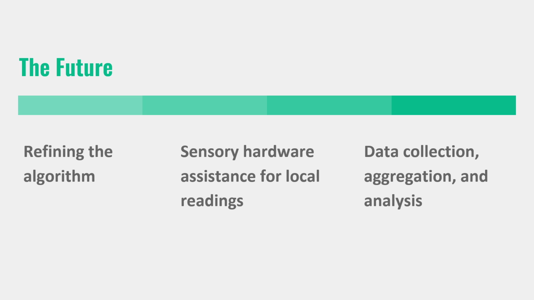What about the future? So what are our next steps if we're going to build this out? The first step would be tuning and refining the algorithm. The second step would be sensory and hardware assistance for local reading. So for example, we could pair the app with rain gauges, water meters, stuff like that, and that would give us more control. The third step would be data collection, aggregation, and analysis at a much greater scale.